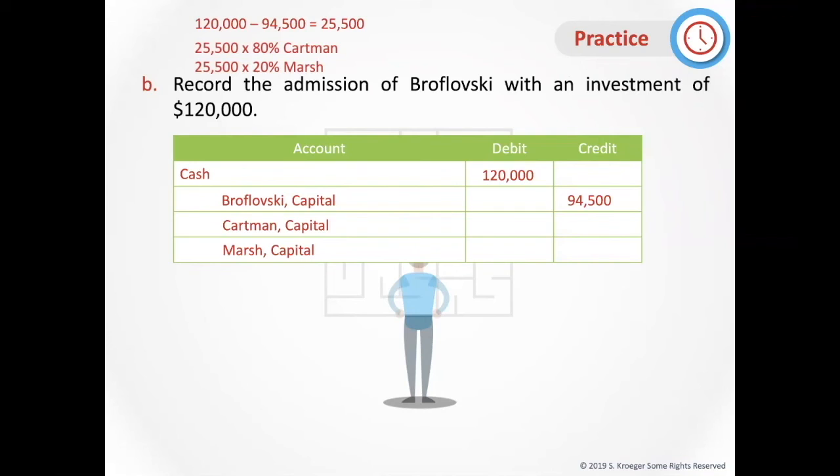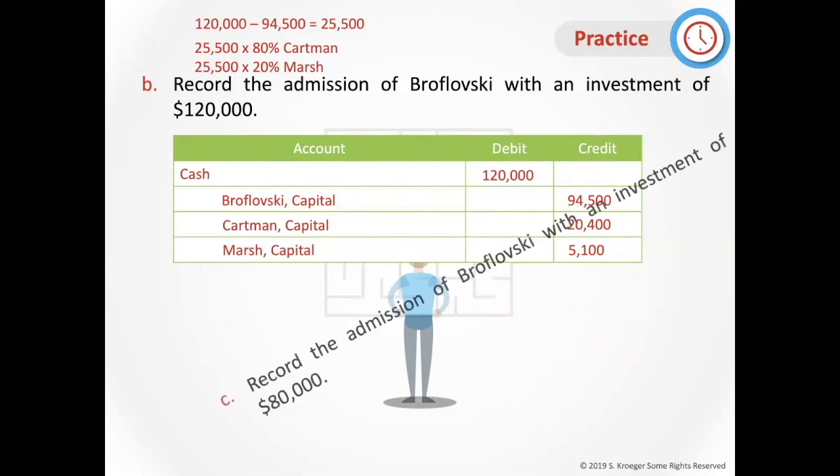When you multiply 25,500 times 80%, you get 20,400. When you multiply 25,500 by 20%, you get $5,100. So in this scenario, Broflovski was put on the books for $94,500, but he had to give $120,000. That extra $25,500 ended up going to Cartman and to Marsh. Both their capital accounts have increased.